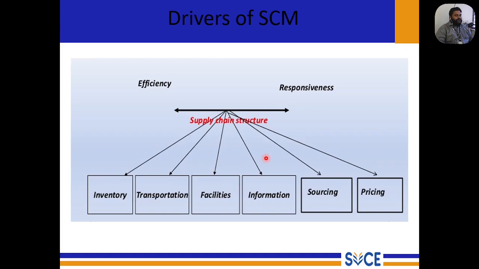With this picture, we can see how efficiency and responsiveness are taken into consideration in the supply chain structure. These phases: inventory, transportation, facilities, information, sourcing, and pricing. These are the various factors which I have said, and how these contribute in the phase of efficiency and responsiveness. So efficiency and responsiveness is one of the key elements in supply chain structure.